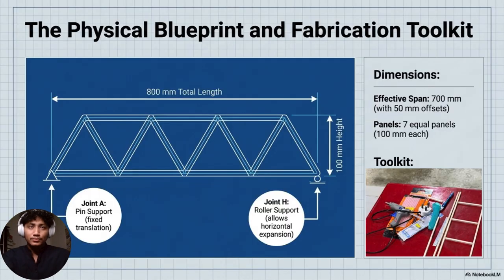Okay, so thank you to the previous presenter, Miss Ellie. Now, I, Azami bin Wahyu, will continue with the physical blueprint and fabrication toolkit. As you can see in the picture above, this is a blueprint of our bridge, which has an effective span of 700 mm with a 50 mm offset on each side. It has 7 equal panels, 100 mm each.